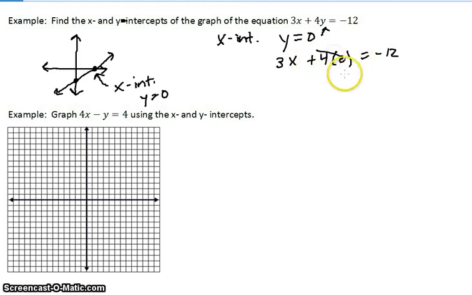So this cancels out, so I'm left with 3x equals negative 12. Divide by 3, and I get x equals negative 4. So my x-intercept is at the point negative 4, comma 0.